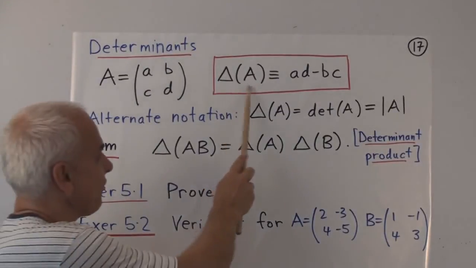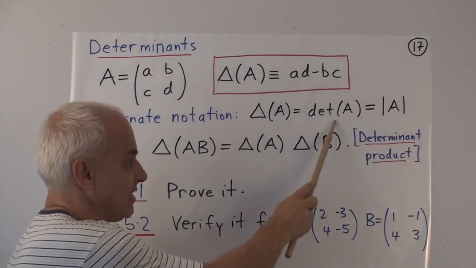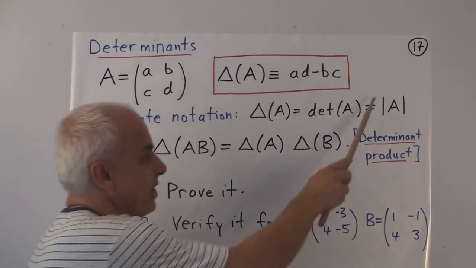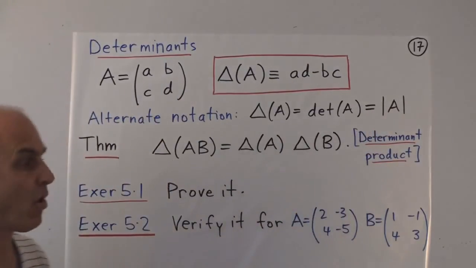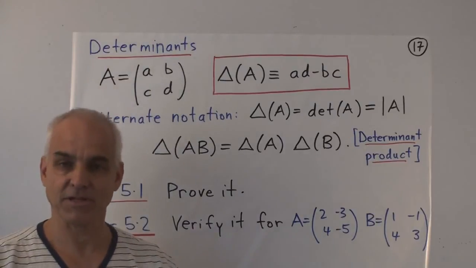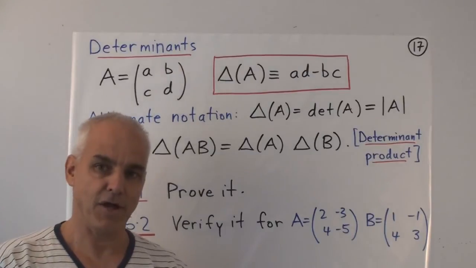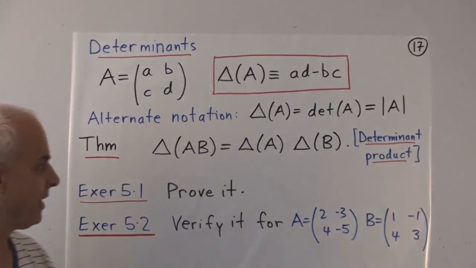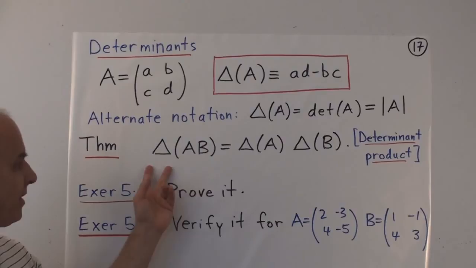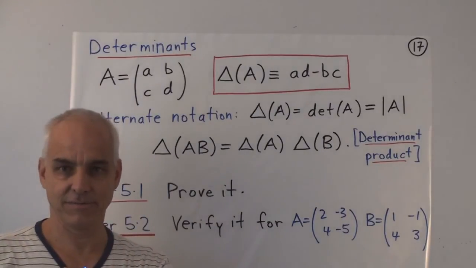This is only one of several possible notations. Often we write determinant of A, just det. And sometimes we write just absolute value of A. All those three mean just the determinant of A, that's the number AD minus BC. And here's our first theorem. A theorem is a major, important fact, which is usually not entirely obvious. It's that the determinant and this product of matrices are intimately connected.